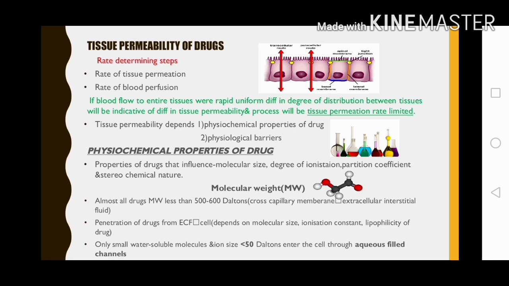Physicochemical property of the drug includes molecular size, degree of ionization, partition coefficient, and stereochemical nature of the drug. The partition coefficient here is the extent to which the drug separates in two phases. The phases are mostly immiscible, that includes oil and water, and degree of ionization means to what extent the drug is ionized within the body.